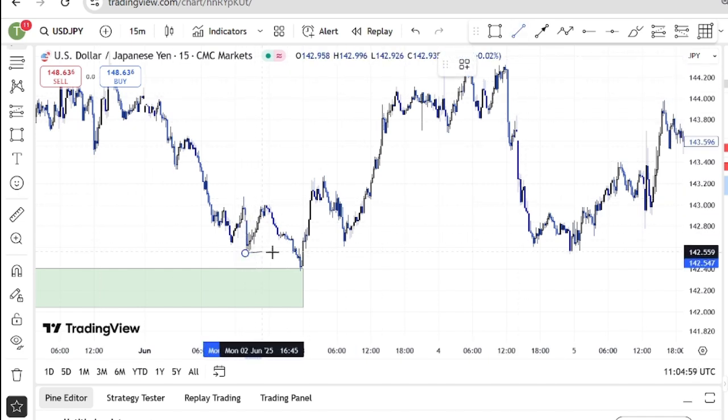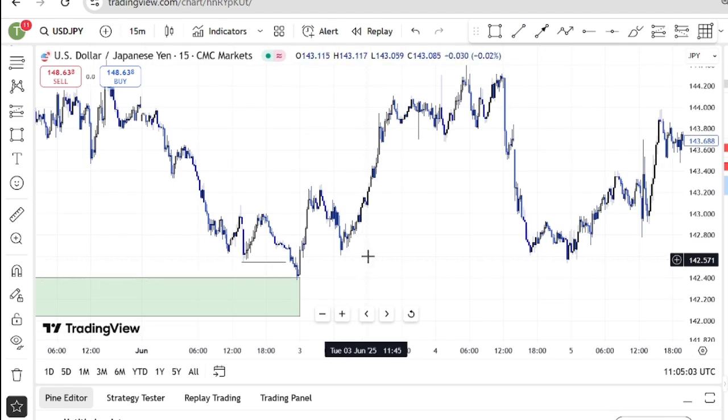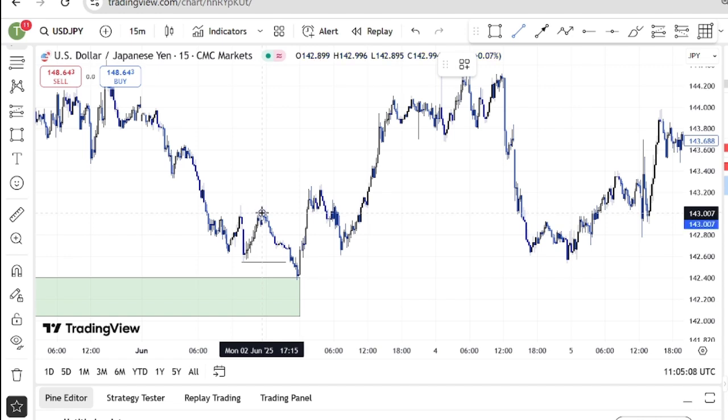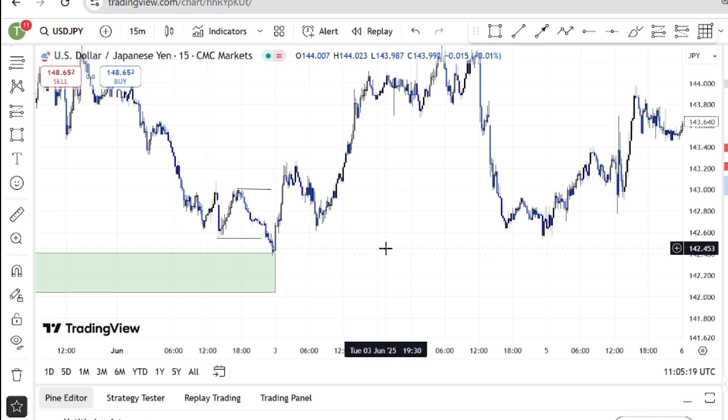This was the last low we had, and the market took out that low, and this was the last high. This was the high that took out that low. Now, what are we expecting the price to do?